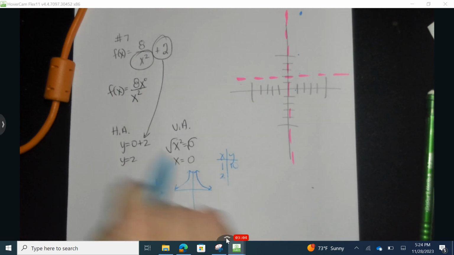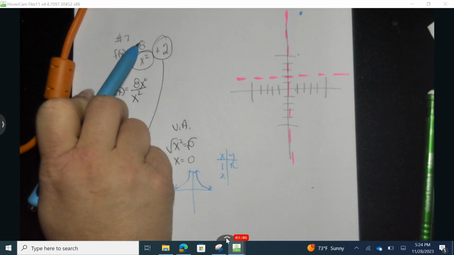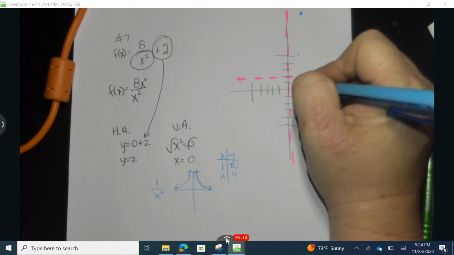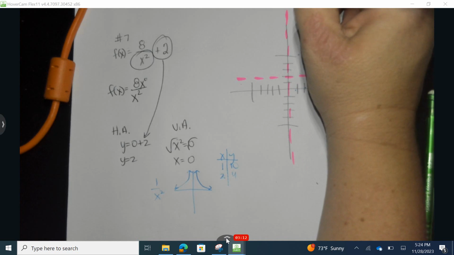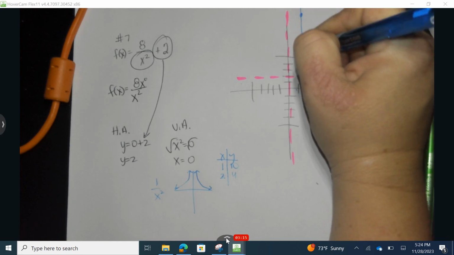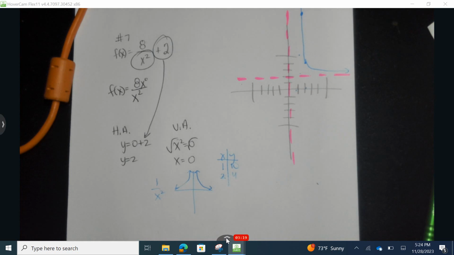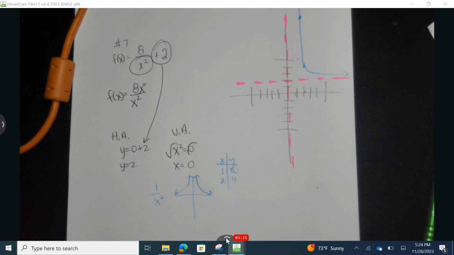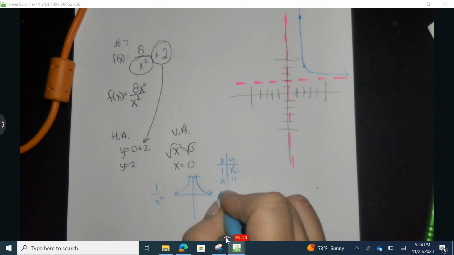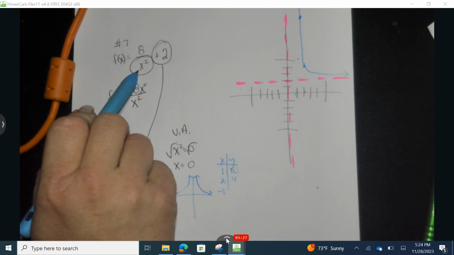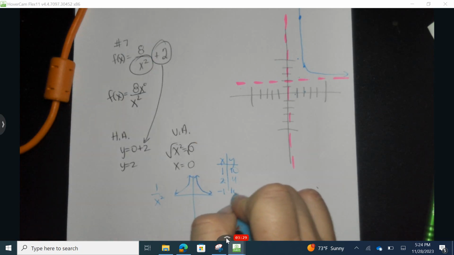If I plug in 2, 2 squared is 4. 8 divided by 4 is 2, and 2 plus 2 is 4. So I go over 2 and I go up 4. So I have this general idea of what this looks like. It comes in here, and it's going to get closer and closer to that asymptote. Now let's see what happens on the other side. So on the other side, let's go with negative 1. Negative 1 squared is also 1. 8 divided by 1 is 8. 8 plus 2 is also 10.